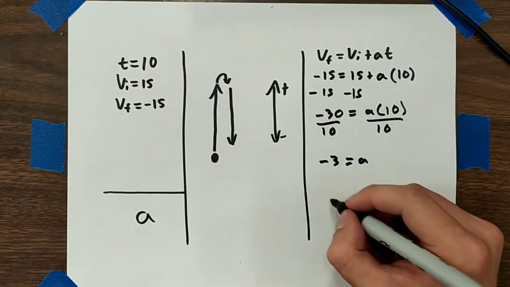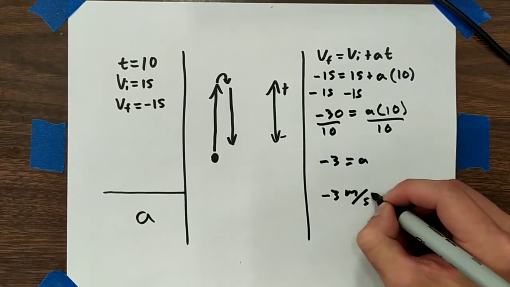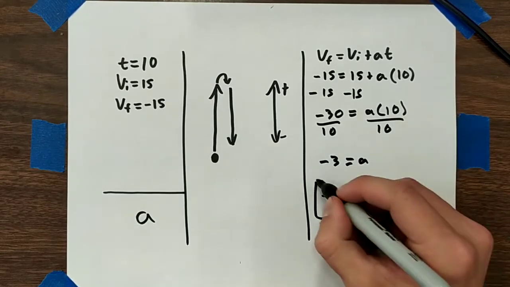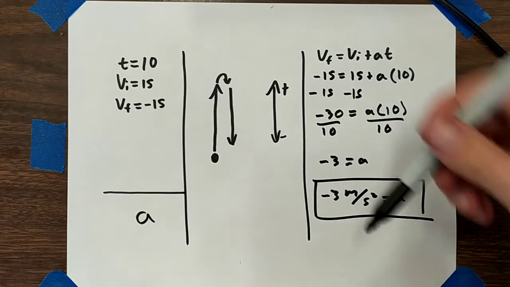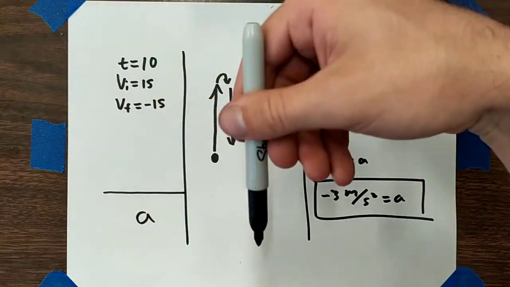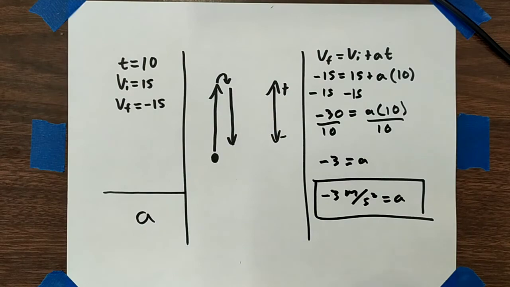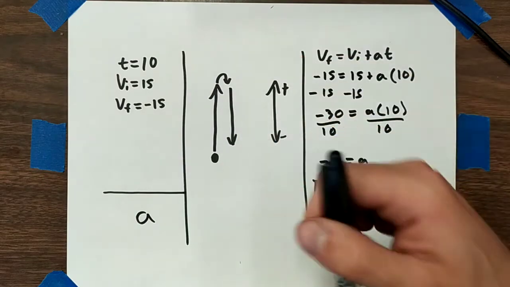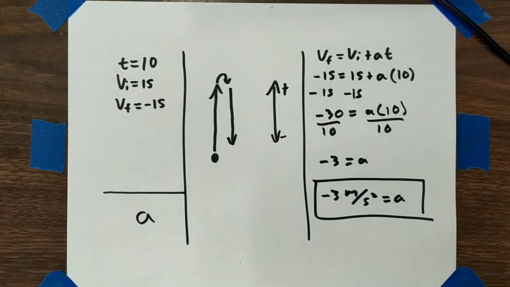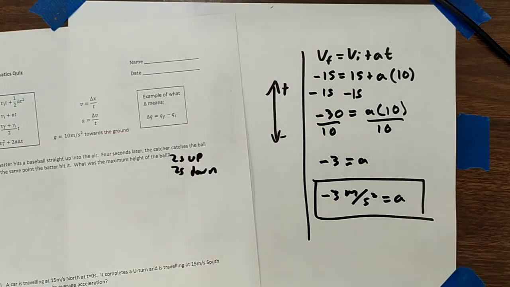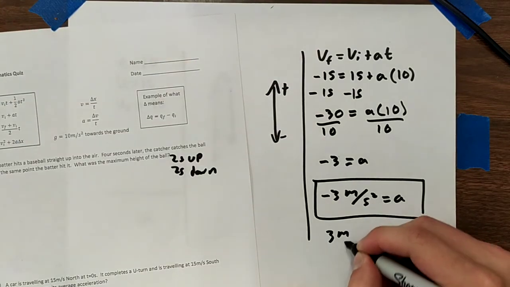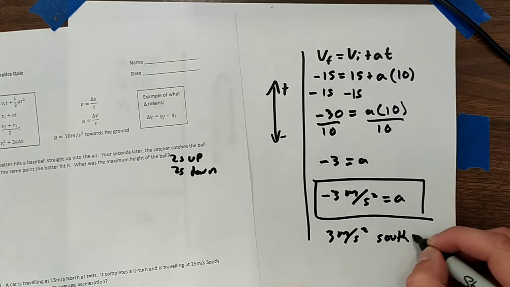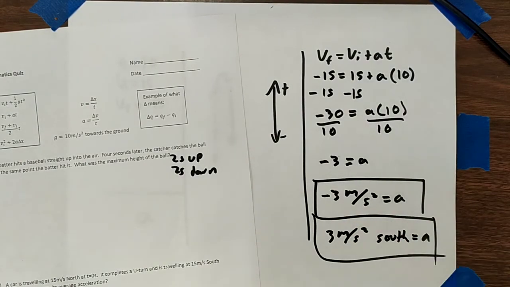I've got to put my units here, so it's going to be negative 3 meters per second squared is equal to A. It's going to be negative 3 meters per second squared because it's pointing in that direction. So its acceleration is that way during this problem. That makes sense because if you think about something in the air, our acceleration is always pointed down, and this is what it looks like if you throw something in the air. But the car itself is accelerating south the whole time. So I can either leave it as negative 3 meters per second squared, or I could say 3 meters per second squared south equals A. Either of those are proper answers for that.